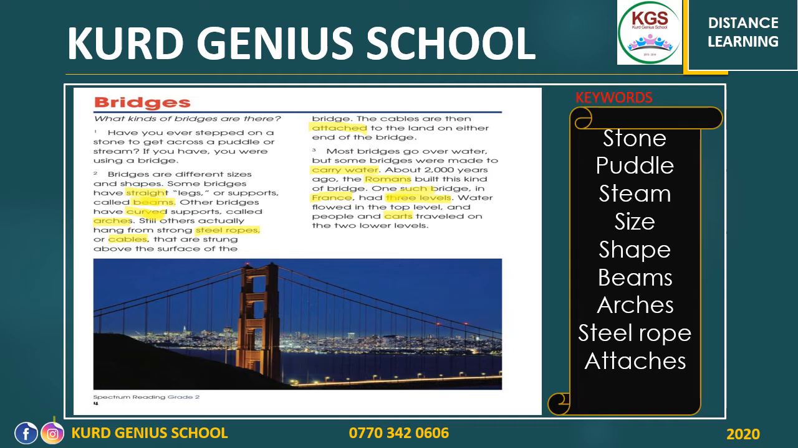Okay, so let's look at the keywords. First of all, we have stone, which is a big rock, and puddle, it's a small place of water that is surrounded by land, and the water is inside the circle.